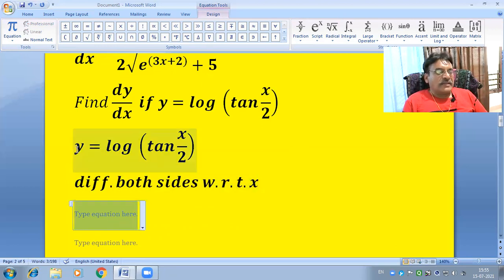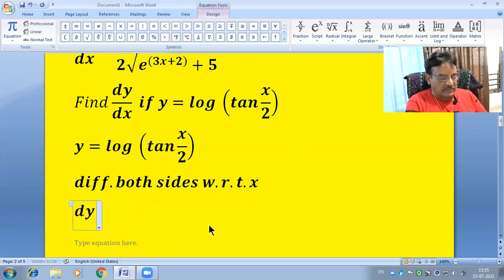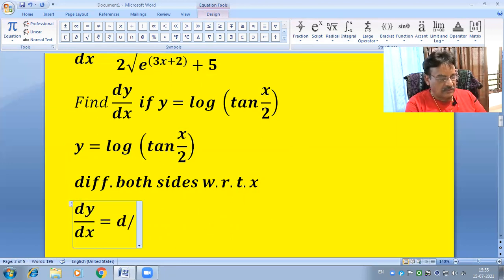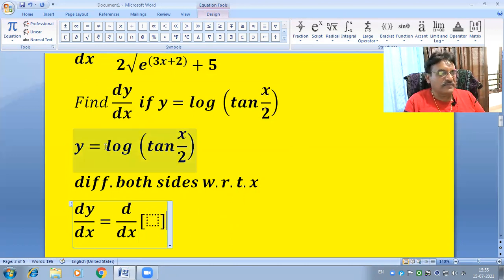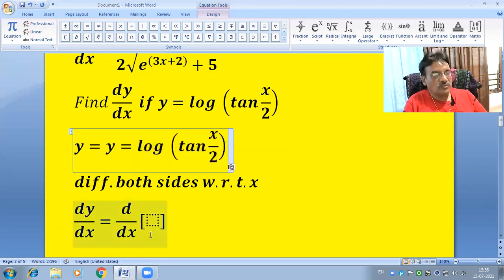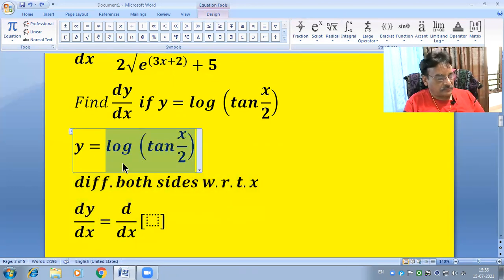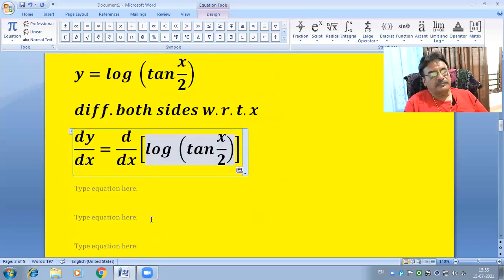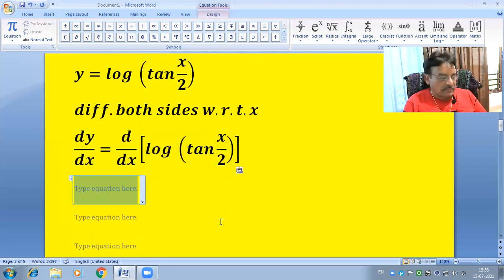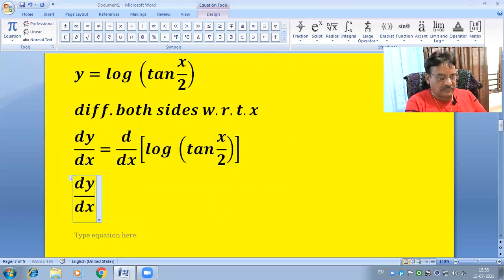Therefore, here d/dx of y, so we write dy by dx, which is equal to d/dx of the right hand side function. The right hand side function is log of 10x by 2. So we write here log of 10x by 2. Therefore, dy by dx is equal to d/dx of log 10x by 2.